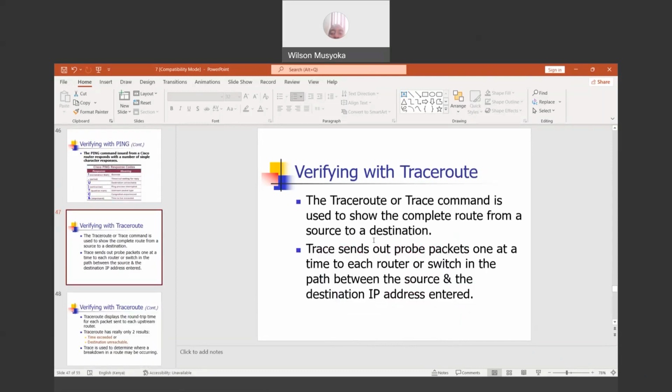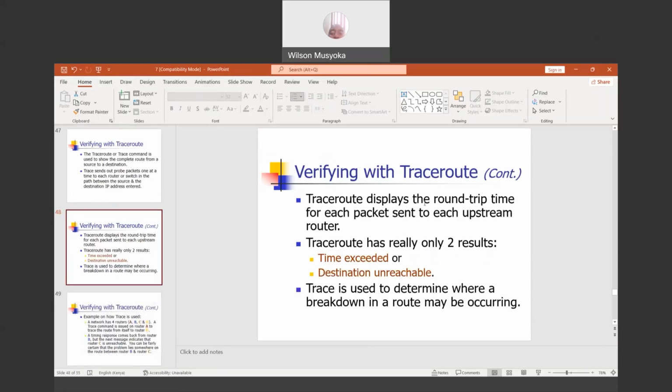So how do you verify the trace route or tracing a route? The trace route is supposed to give you the route that a packet will take from source to the destination, and also show you the number of hops or the number of nodes it will go through to get to that particular destination. That is what a trace route does. So once you trace the destination IP address, the trace route command will show you the route that has been taken to get to the destination.